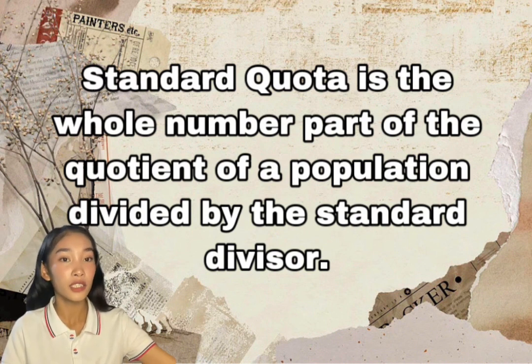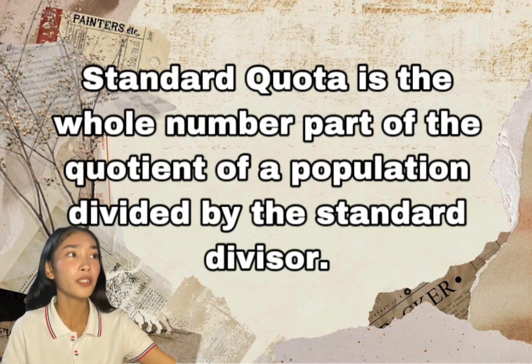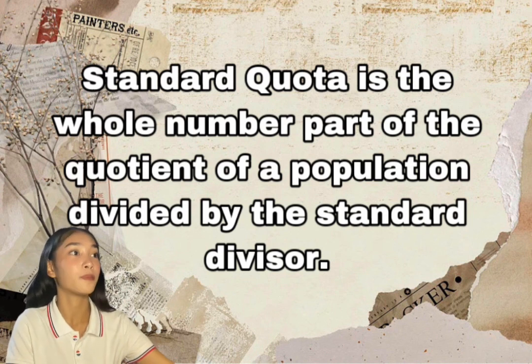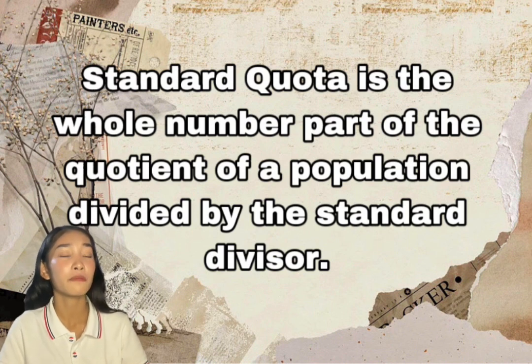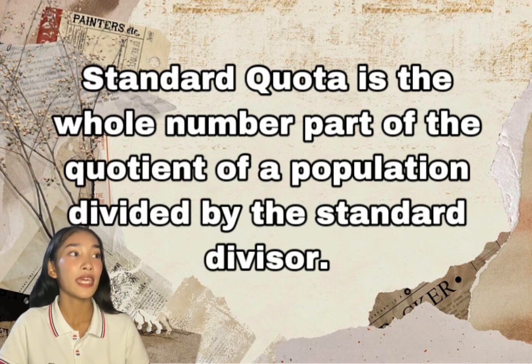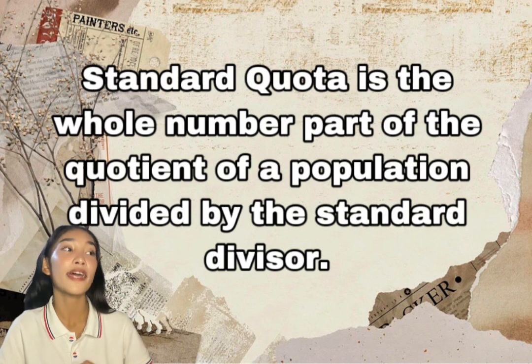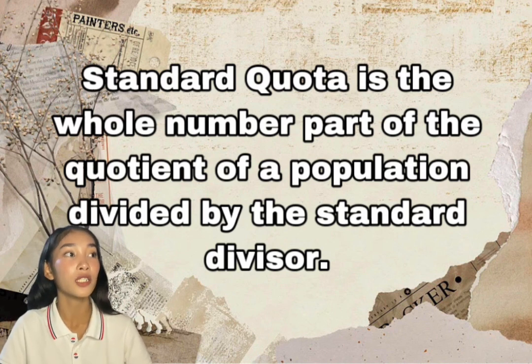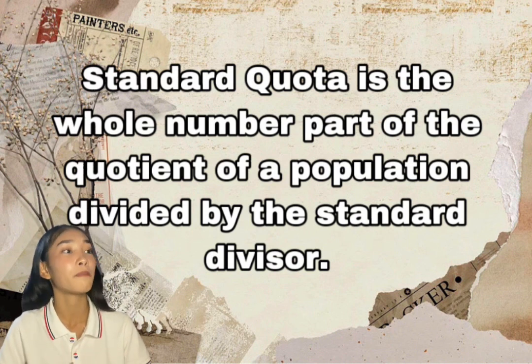the standard quota is the whole number part of the population divided by the standard divisor. To calculate the number of representatives for each state, divide by the standard divisor and take the whole number part of the quotient. This process ensures a proportional allocation of representatives based on the population of each state.